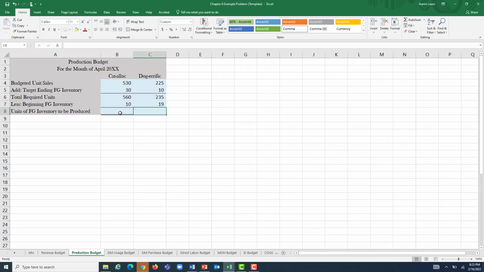Which means our units of finished goods inventory that we need to produce isn't the full 560. Since we already have 10 of those, we only need to make 550 Cadillacs. We don't need to make the full 235 Doggerifics that we're going to be required to have during the period, because we already have 19, so we only have to make the other 216 Doggerifics during the month of April 20XX.